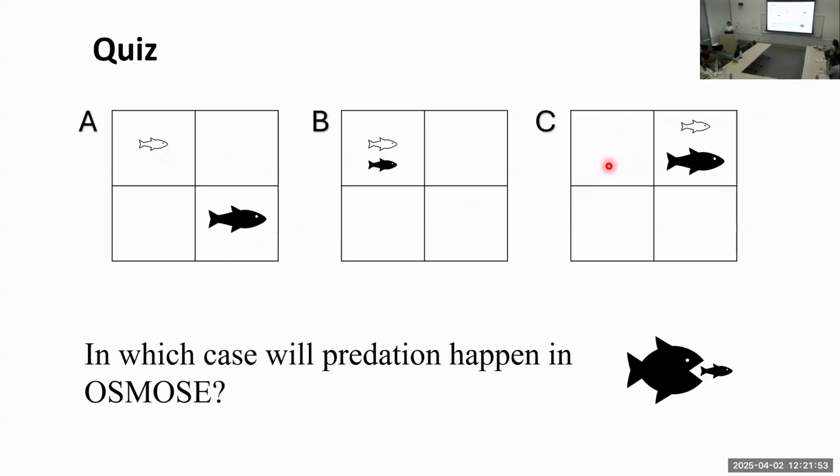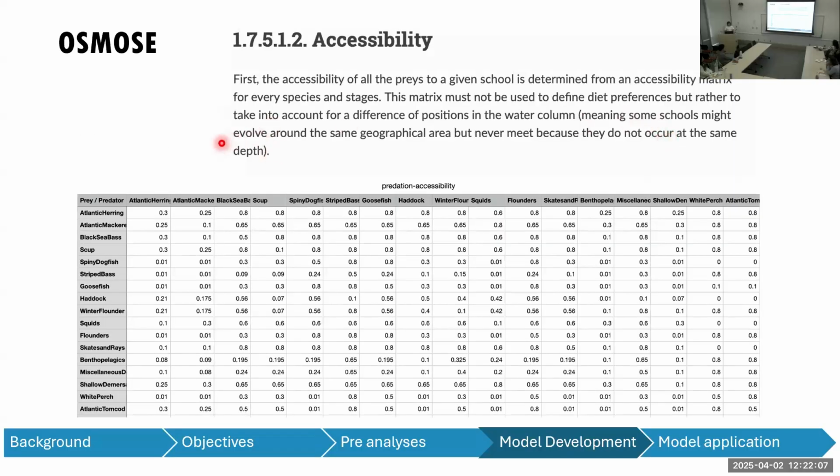How do we model the vertical difference? What if the fish live in different water layers? Even though they have the same latitude and longitude, they are not necessarily overlapping in water layers. So in OSMOSE, vertical overlap percentages are modeled through the parameter accessibility, which describes how much two species overlap in water layers with different depths they live.